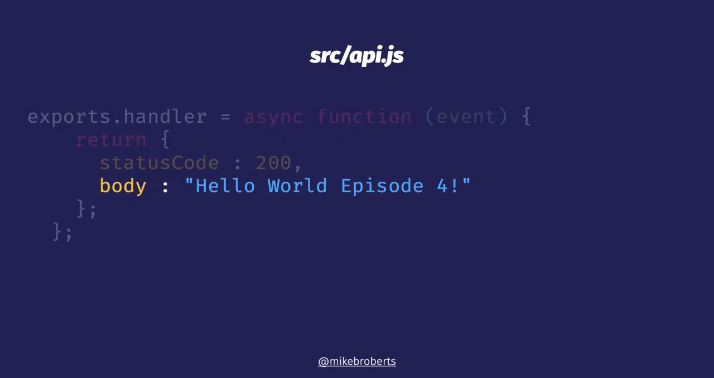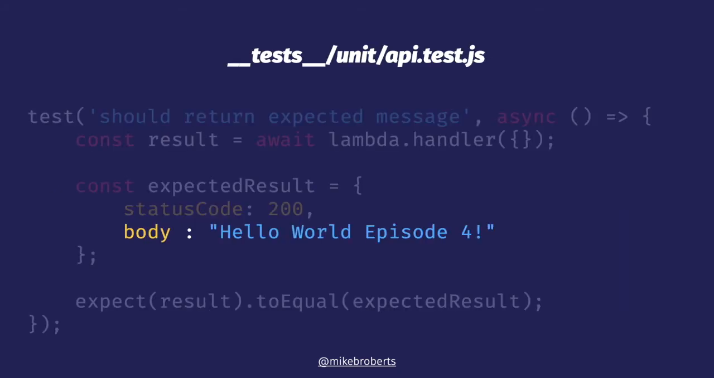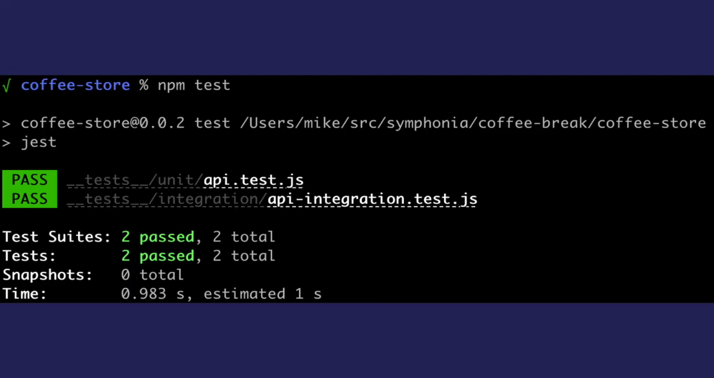So now we update our application code to give the right message, and then we can deploy our application exactly as we've done before using SAM deploy. Because we changed the application code, we also need to change our unit test. And now both of our tests pass. Our integration test is successfully calling the application deployed in AWS from my laptop, and everything I want the application to do is happening correctly.